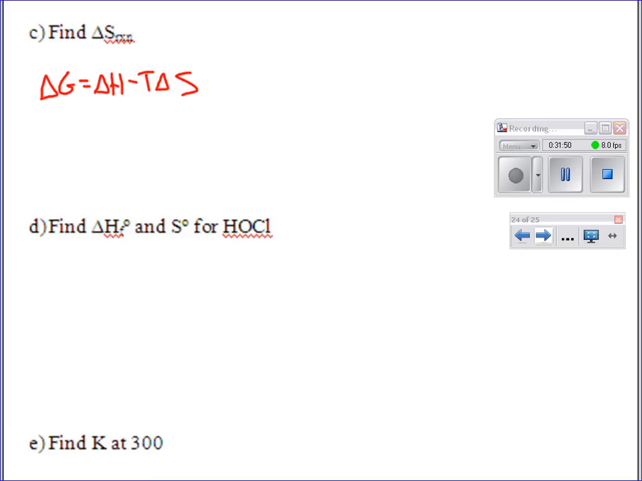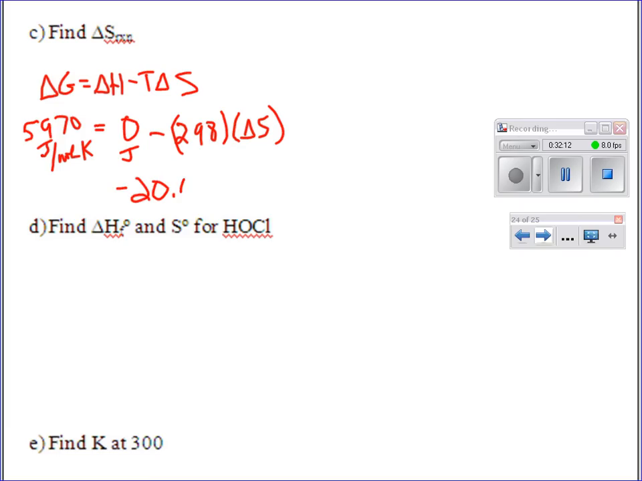All right, so my delta G was 5970 joules per mole, K is equal to 0. I'm going to make it joules, minus 298 was my temperature, and I'm solving for my delta S. They got negative 20.0 joules per mole K. Oh, you are correct. Delta G is just joules per mole.